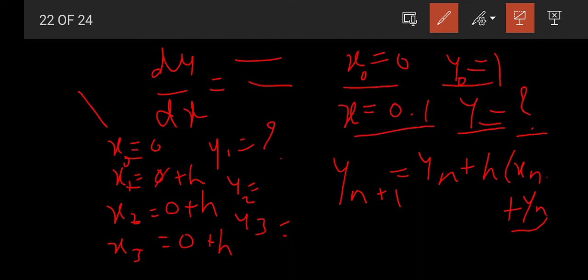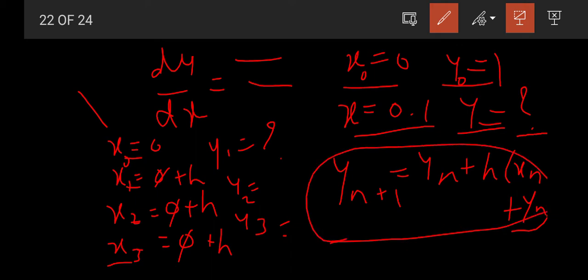Here will come x1 equals x0 plus h, x2 equals x1 plus h, our new intervals, and you will find the value of y by putting the value of x in this formula, which is y(n+1) equals yn plus h times f(xn, yn). You find the values of corresponding y with corresponding x. So this is all about the concept of Euler's method.